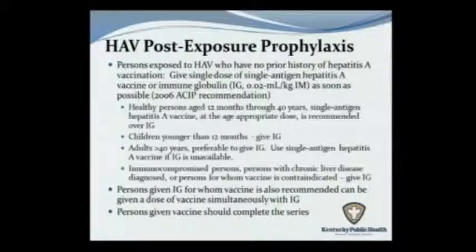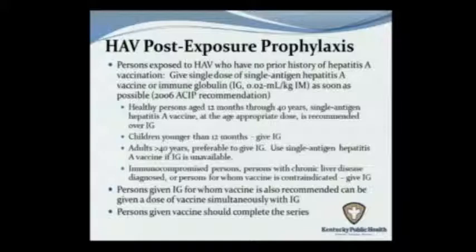Adults over 40 years of age, it's preferable to give them IG, but use a single antigen Hep A vaccine if IG is unavailable. Immunocompromised persons, persons with chronic liver disease, or persons for whom the vaccine is contraindicated, give them IG. And persons given IG for whom vaccine is also recommended can be given a dose of vaccine simultaneously with IG.